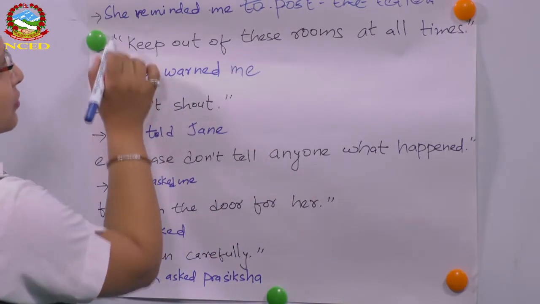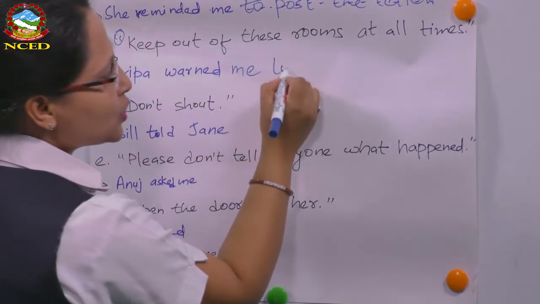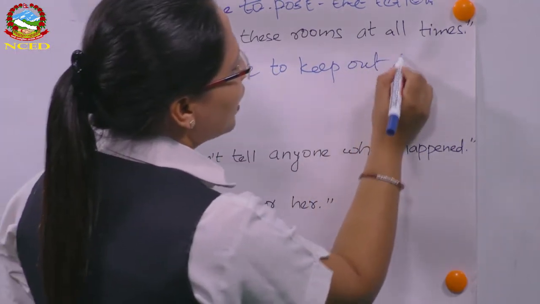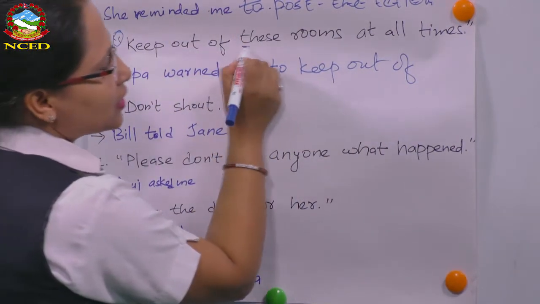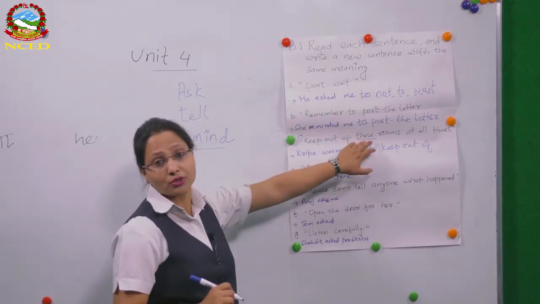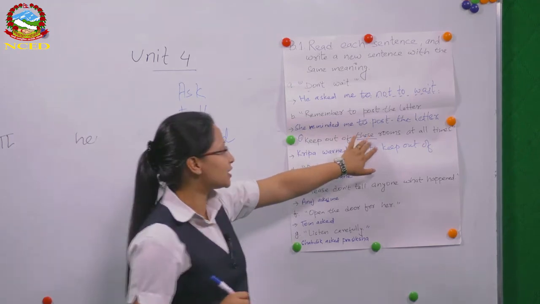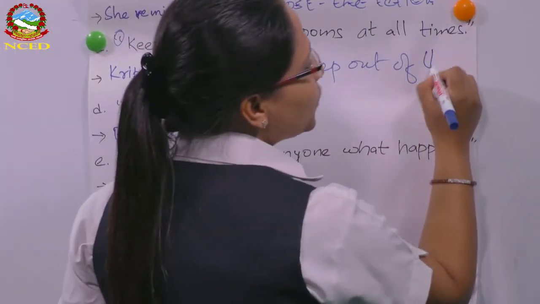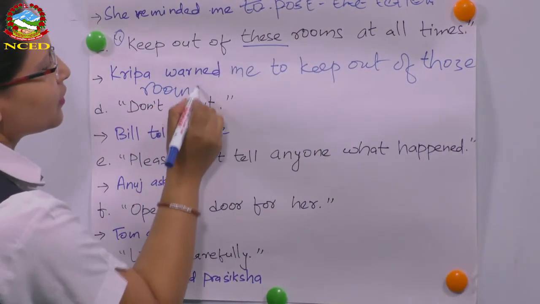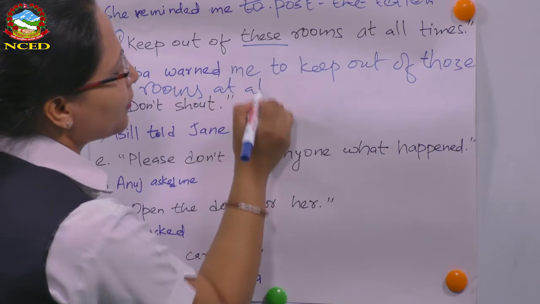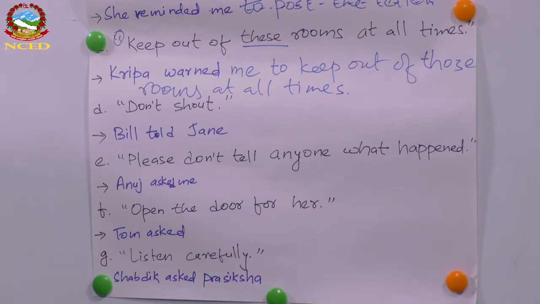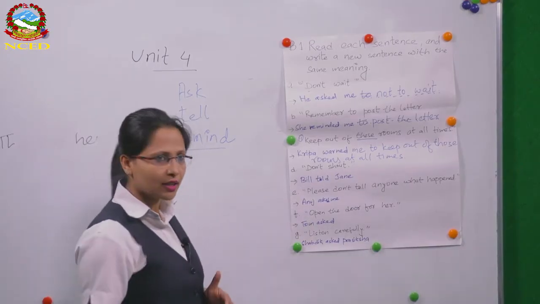Now what do we do? You should replace the inverted comma with to keep out of. Now there is these, right? So do we need to change this or not? What do you think? Yes, we should change it, and this becomes those rooms. There is no other thing to change there, so everything else remains the same. Okay, I hope you are getting this.